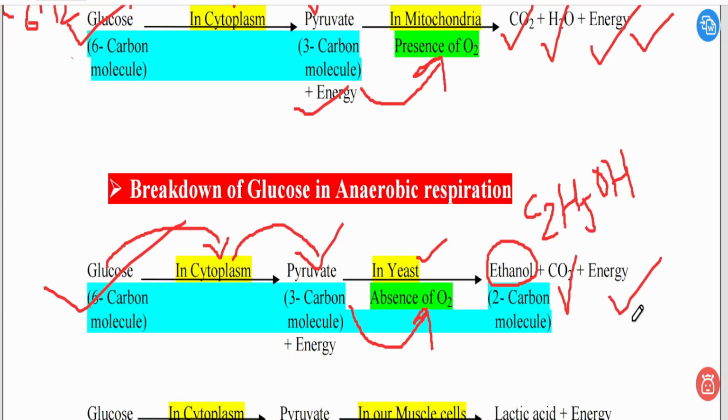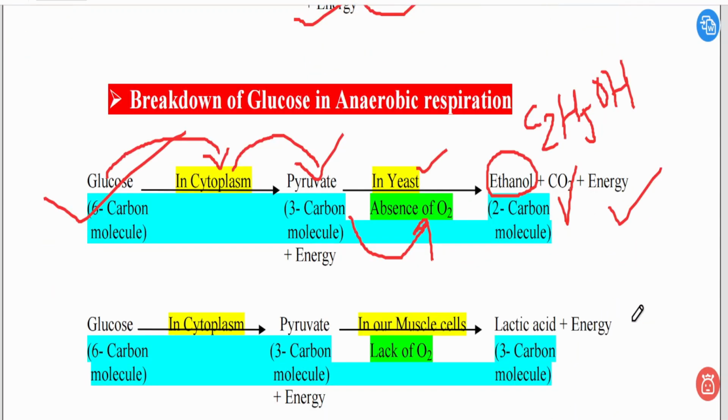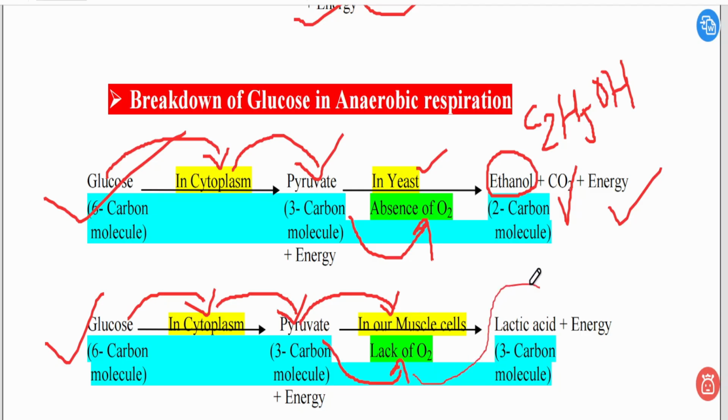Now let us talk about what happens during lack of oxygen in our muscle cells. This glucose, again in the cytoplasm, will be broken down to pyruvate and energy, and this pyruvate in our muscle cells, during lack of oxygen, will produce lactic acid, a 3-carbon molecule, and some energy.